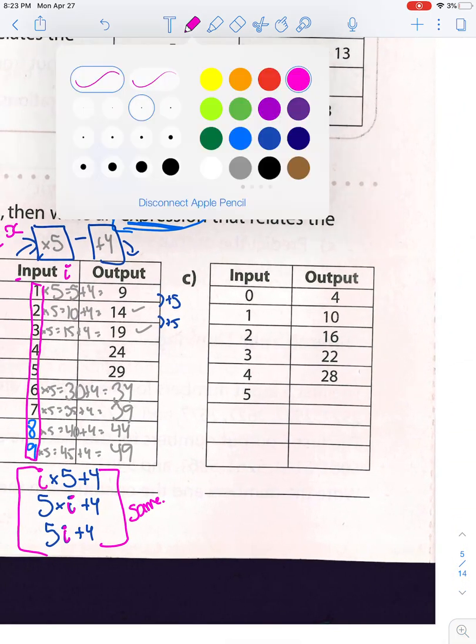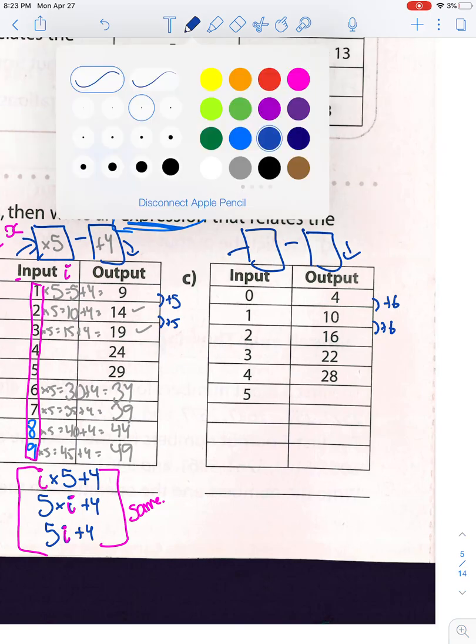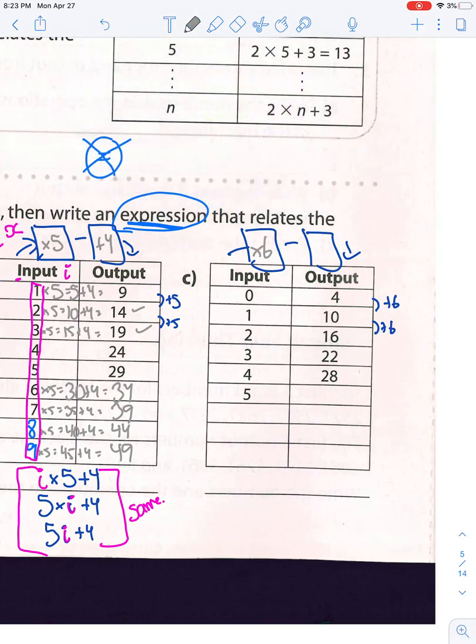Alrighty, next one is our last one for this page. So figure out what's going in the input-output machine. Here, our cheat is we know it's going up by 6, so I think it's going to be multiply by 6. So let's see, 0 times 6 is 0. How do I get from 0 to 4? I'd add 4. That might be it. 1 times 6 is 6, plus 4 is 10. 2 times 6 is 12, plus 4 equals 16. Okay, I think that's going to be correct.